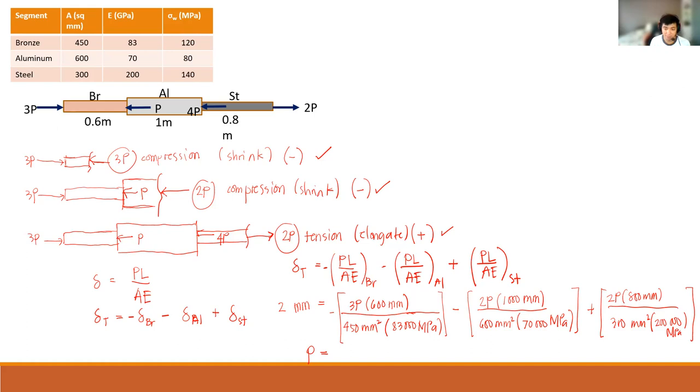So let me try to solve it first. Okay, it's negative, right? So meaning if the force is negative, our assumption earlier was wrong, right? The answer is negative 28.92 kilonewtons, or negative 28,924.6566 newtons.